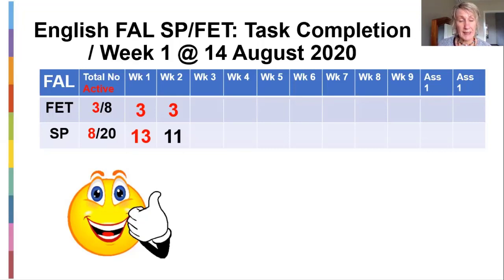With FETs, it seems like only 3 of you are active out of the 8 that are enrolled, and both weeks you have completed the online tracking task quite nicely, so that's pretty good.